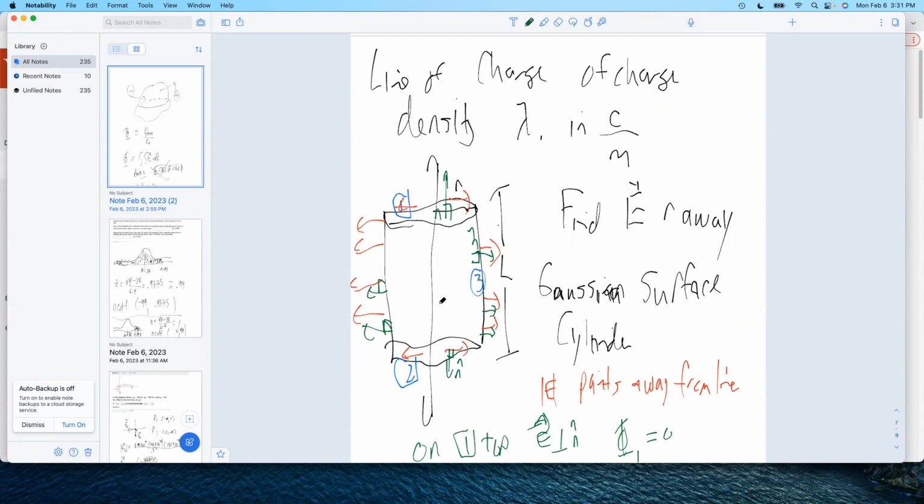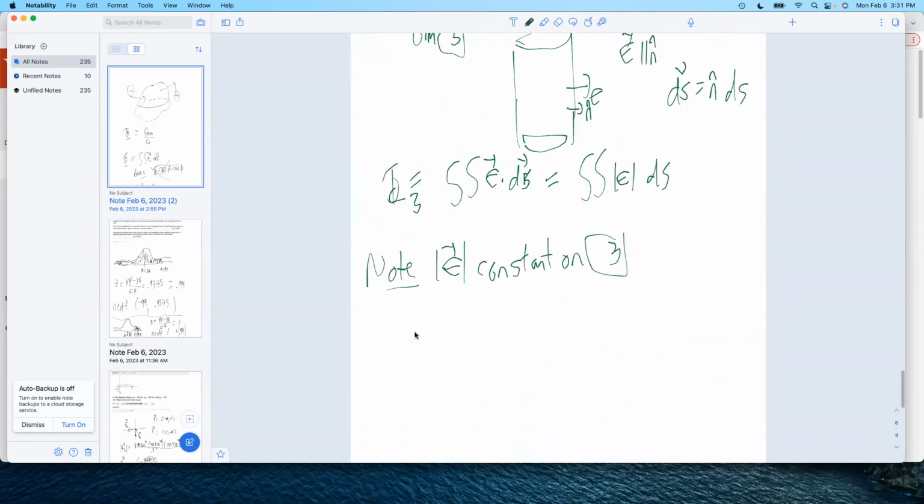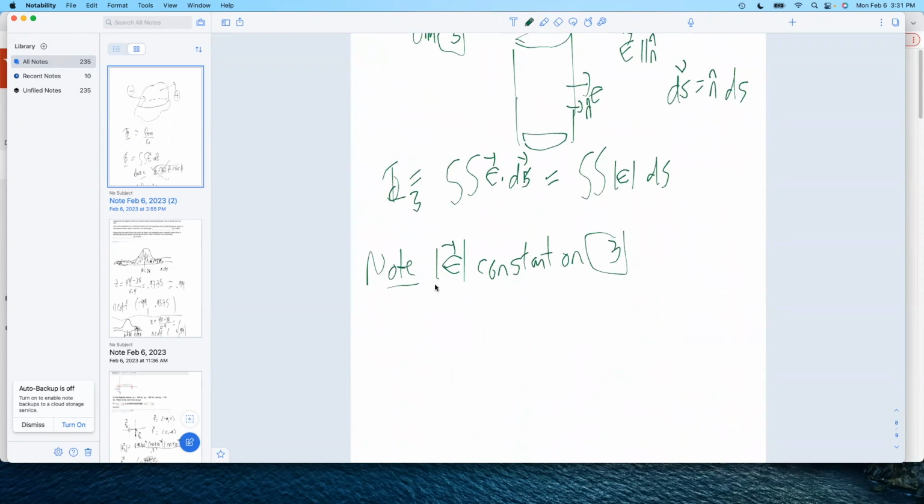Now, it might be bigger closer in. And sure it is, it's probably bigger closer in, but I'm always the same distance away. If I'm on surface 3 here, I'm always the same distance away. The electric field could only possibly depend on distance. So if I'm at the same distance, I've got to have the same strength of field. It might point in a different direction, but it'll have the same magnitude. So because of that, I can pull this E out.